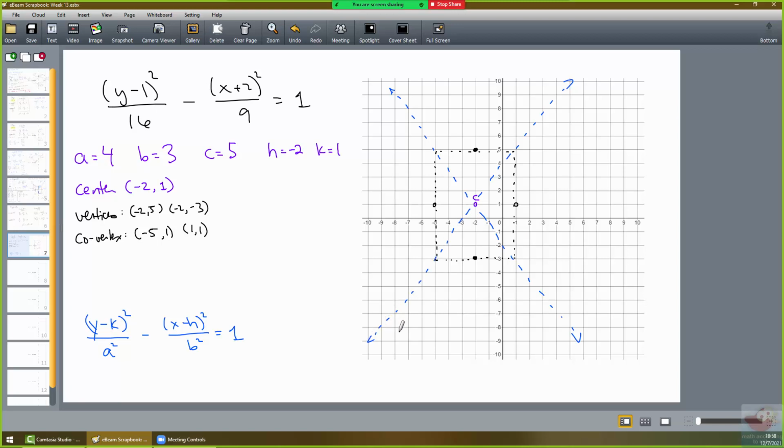We'll worry about the equations after. Not yet. So A and B give us the box. Box gives us asymptotes. With that information, we can sketch in the curves themselves. Remember, oh, that's awful. Go to the start of the vertex and branch out towards your asymptotes.